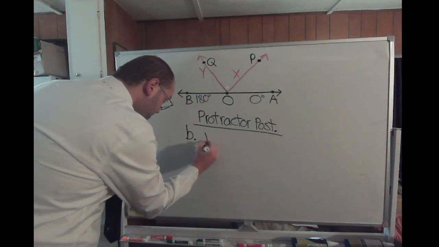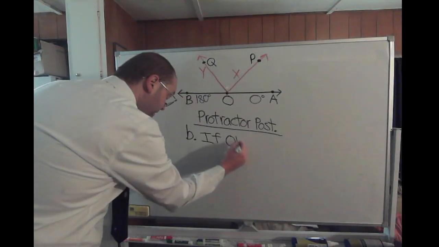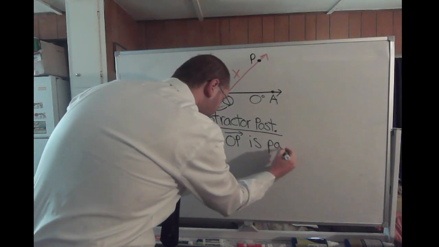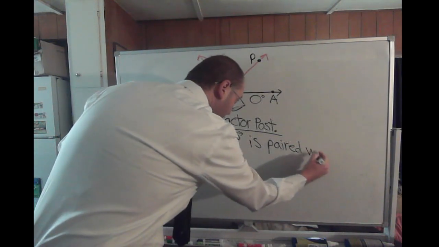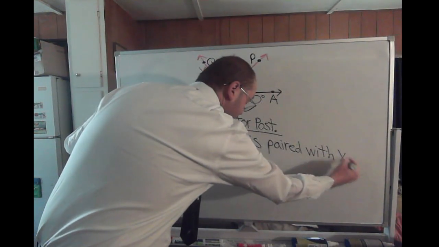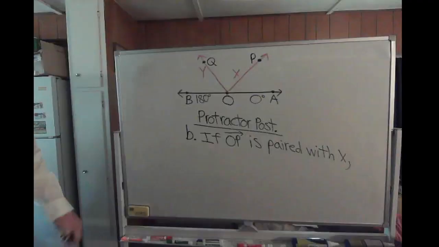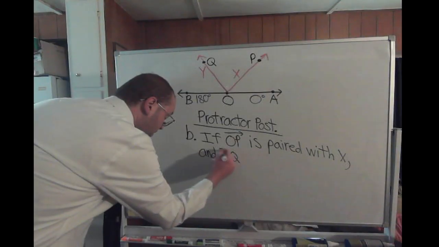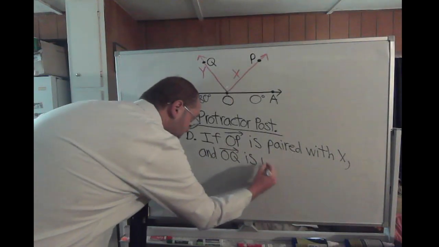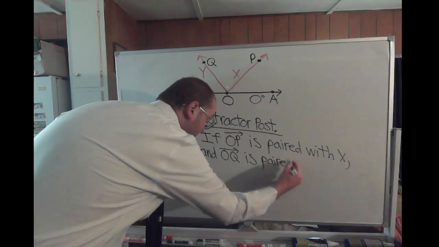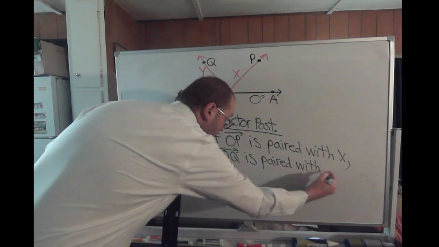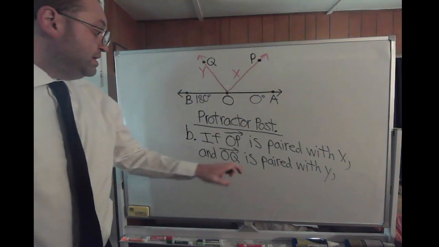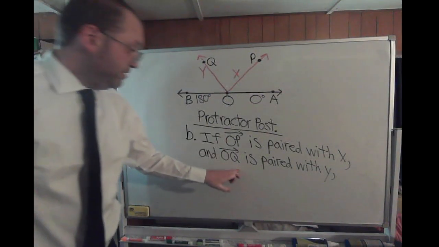Okay. Part 2 is if ray OP, so here's OP, is paired with X, and ray OQ is paired with Y. So yes, we see ray OP is paired with X. Then we see ray OQ is paired with Y. So we've seen that so far.